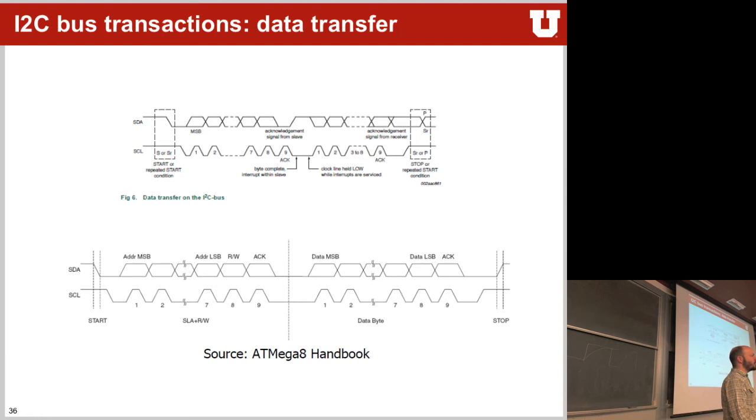Which, at 1024 devices, the bus becomes pretty busy. Like, the data rate is of course going down. Yes?